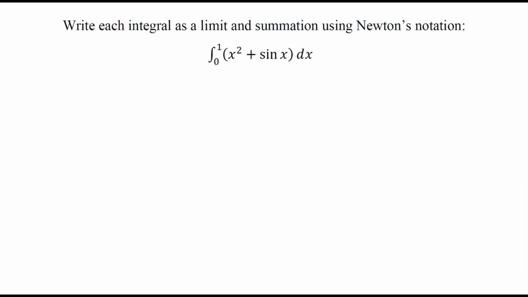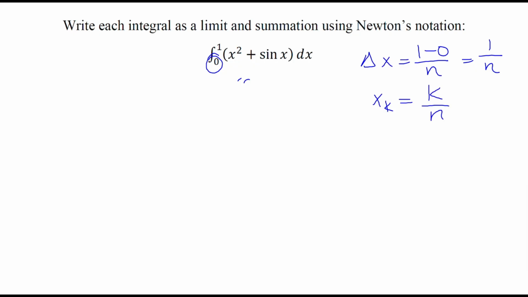Our next one, same idea here. Our delta x is just going to be (1 minus 0) over n, since our limits are 0 and 1, or 1 over n. And our x sub k is just going to be 0, our lower limit again, plus k times delta x, so that's just k over n.